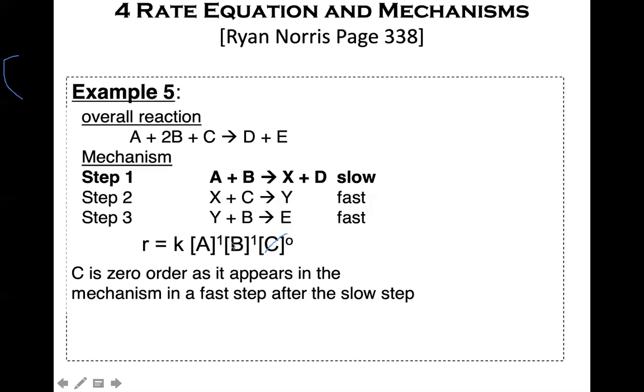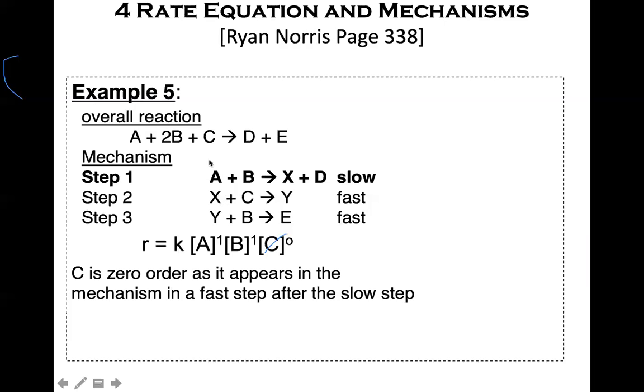If you change the concentration of A, your rate will change. If you change the concentration of B, your rate will change. By how much? Depending on the order. Since both of them are first order, the relationship will be directly proportional. Increase A by 2, rate increases by 2. Increase B by 3, rate also increases by 3. Okay, so the rate equation can actually tell you so much about the mechanism.